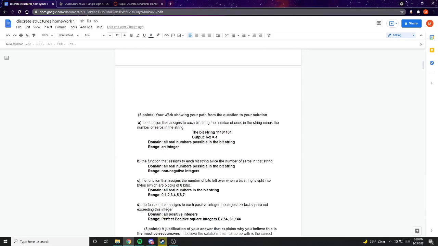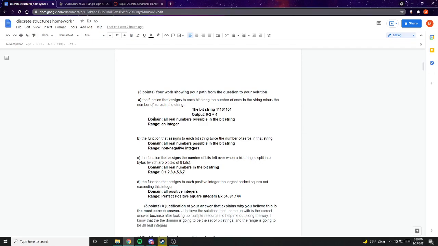So now we're going to show my work. Basically for A, I just had the domain is all real numbers possible in a bit string. That wouldn't include negatives, because I don't believe they can be negative. They might be able to be negative, if they are, all real numbers. And then the range is an integer.